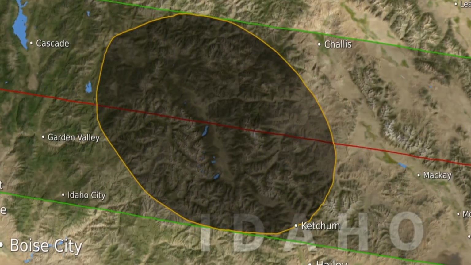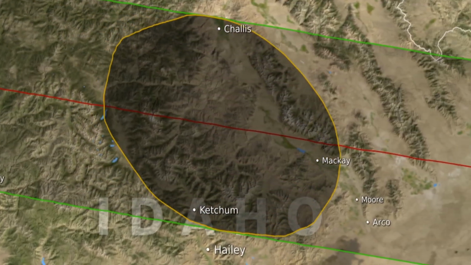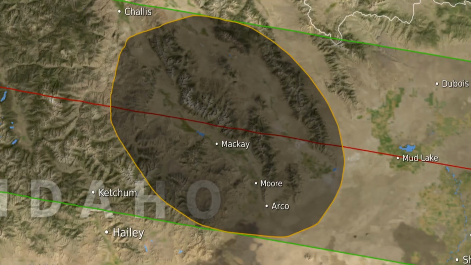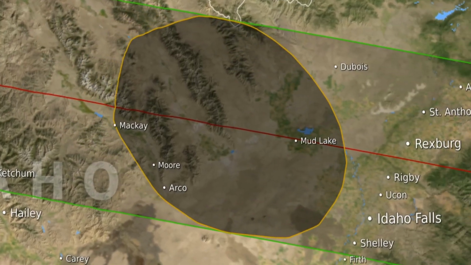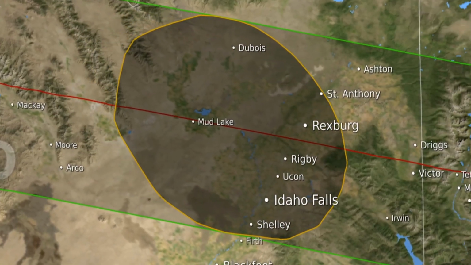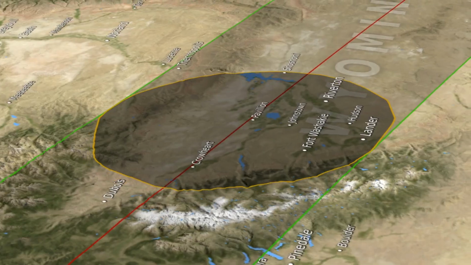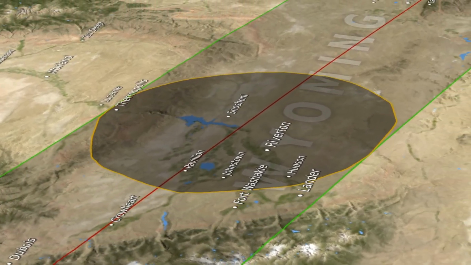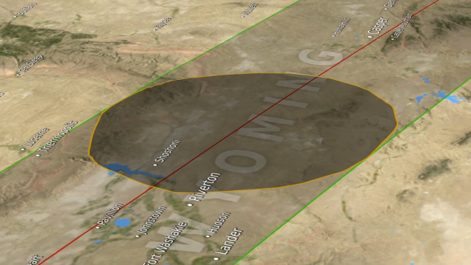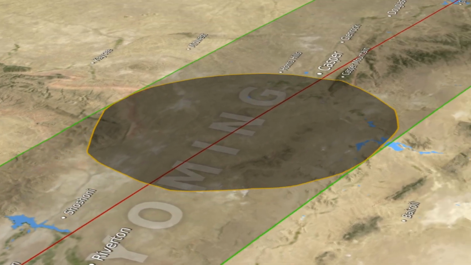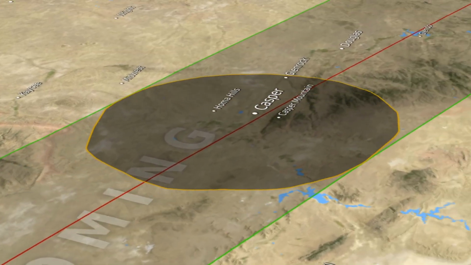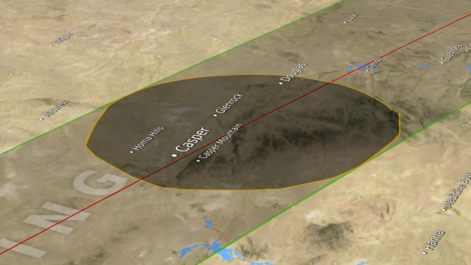This visualization is unique because it shows the effect of both the irregular edge of the moon, the limb of the moon we call it, and the elevation of the observer. Now, we've known for a long time that the elevation of the observer affects where the shadow is. And we've also known that the mountains and the valleys along the edge of the moon affect the shadow.